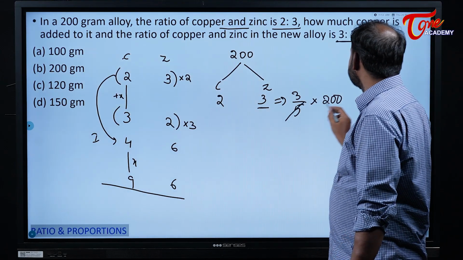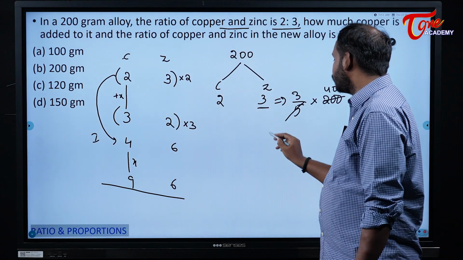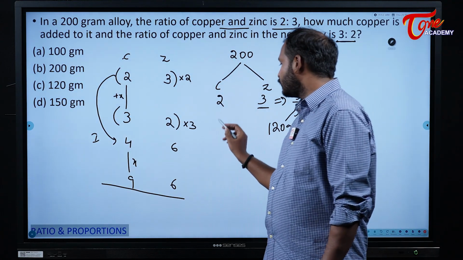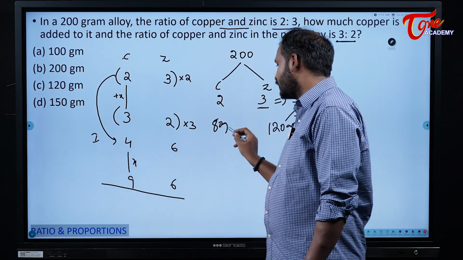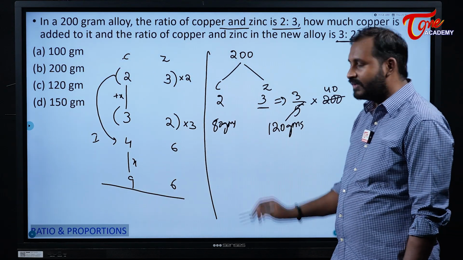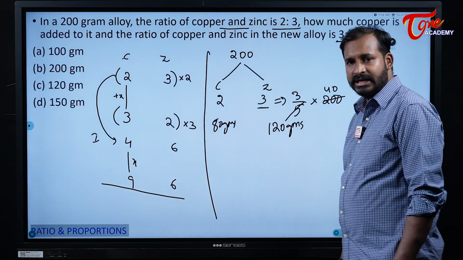So 5 40s. So the zinc portion will become 120 grams. And when it comes to the copper portion, it will become 80 grams. Why? Because the total is 200 grams. If zinc is 120 grams, obviously copper will become 80 grams for us.